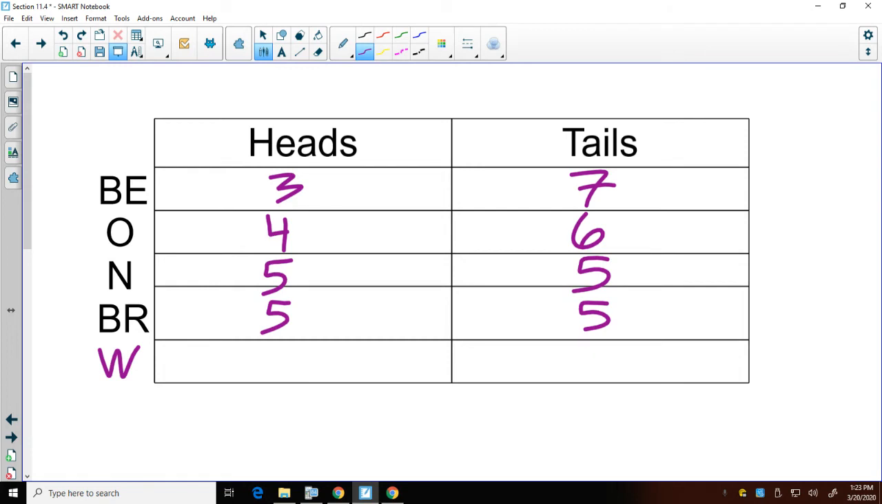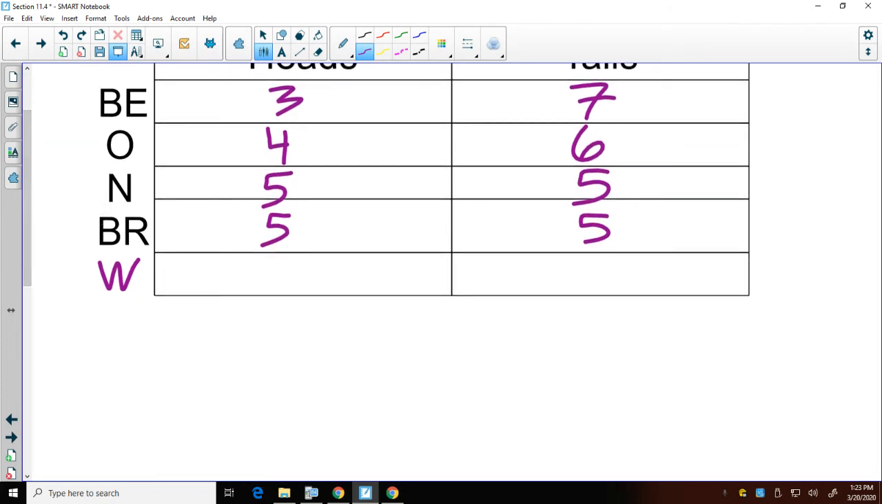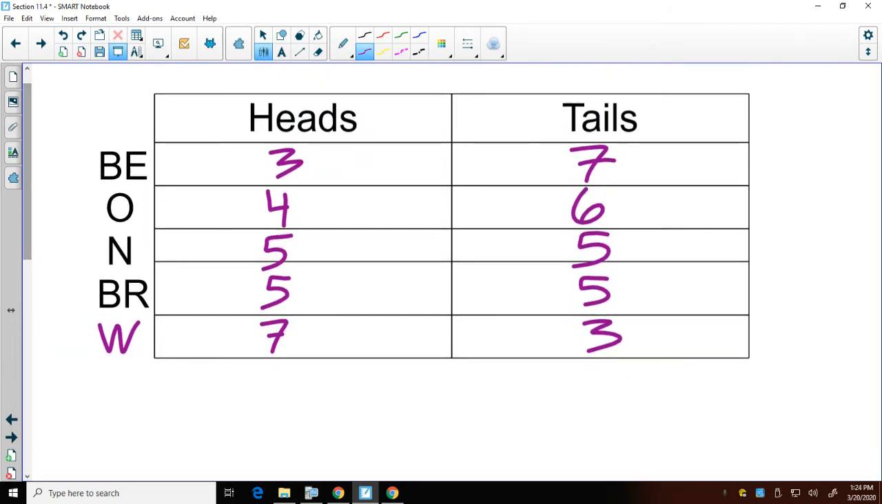And then last but not least, our waitress, she laughed kind of the whole time and thought I was kind of nuts when I asked her to do this. She flipped tails 3 times and heads 7 times. So there's all of the data. If we look at this, we work up an extra column down here, let's call it the total.